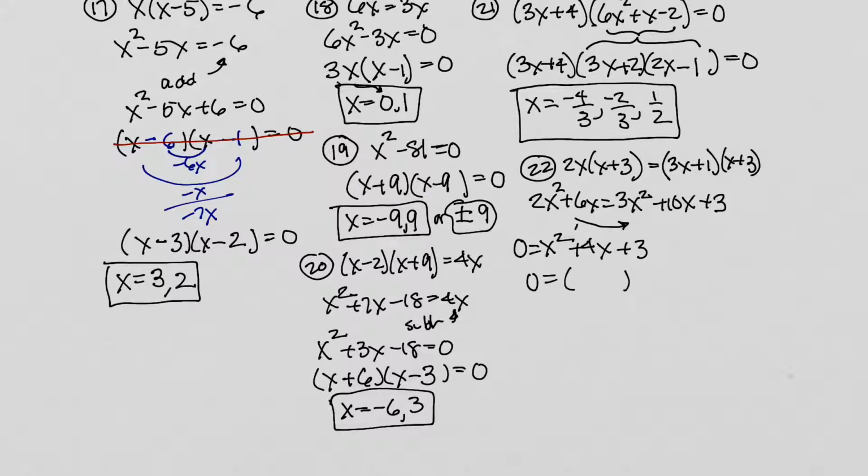Let's factor. So how about x and x? Only one way to get a 3 and a 1. And the 3 is positive. They'll have the same sign, which is this middle plus sign. So we'll get plus, and we'll read off our solution here as negative 3 and negative 1.